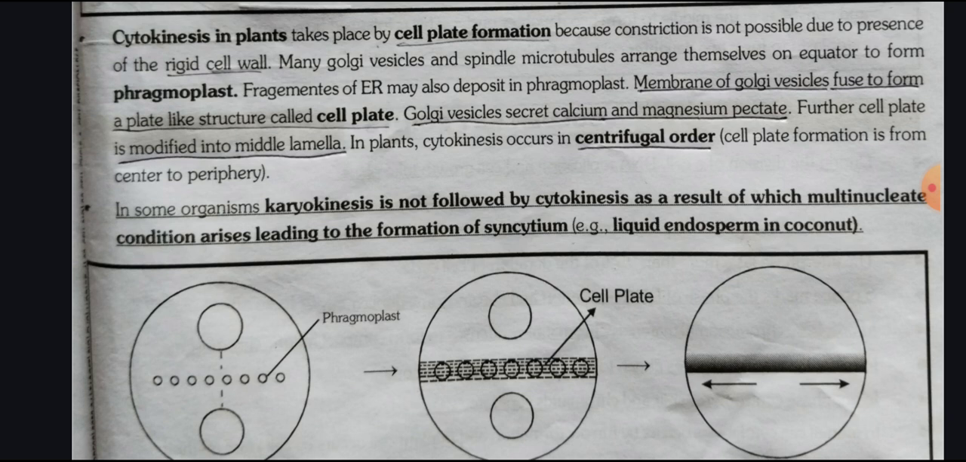Golgi vesicles secrete calcium and magnesium pectate. Further, the cell plate is modified into the middle lamella. In plants, cytokinesis occurs in centrifugal order. Cell plate is formed from center to periphery. In some organisms, karyokinesis is not followed by cytokinesis, as a result of which a multinucleated condition arises, leading to the formation of syncytium. For example, liquid endosperm in coconut.